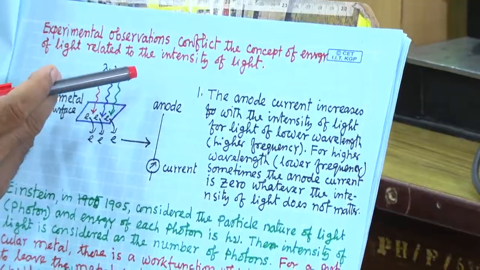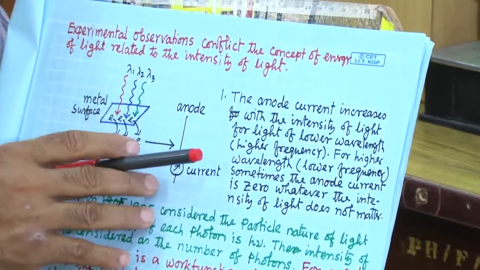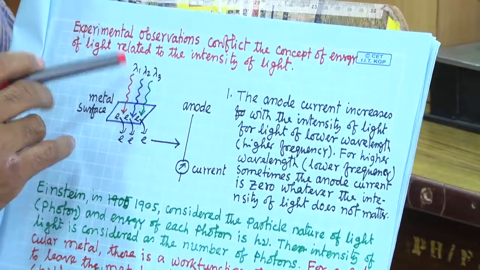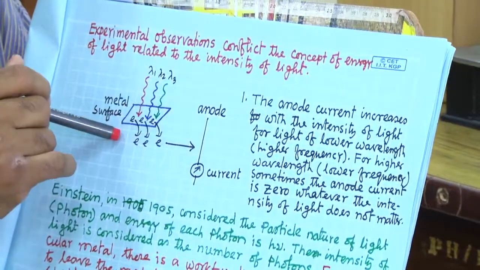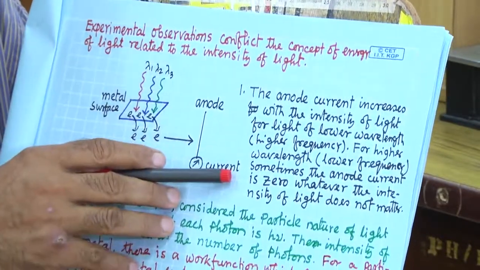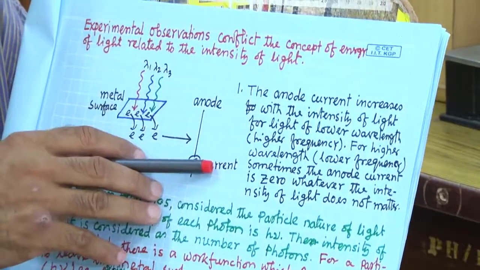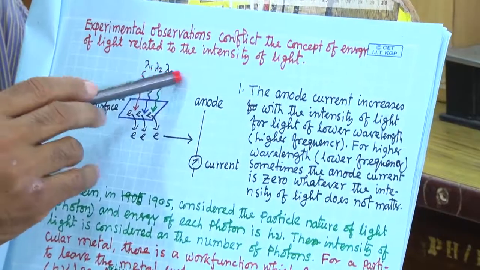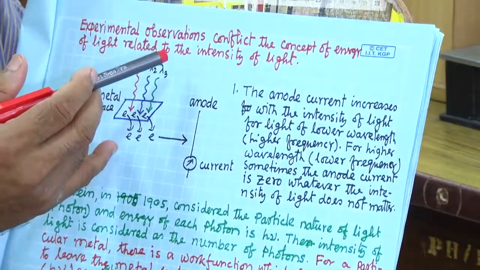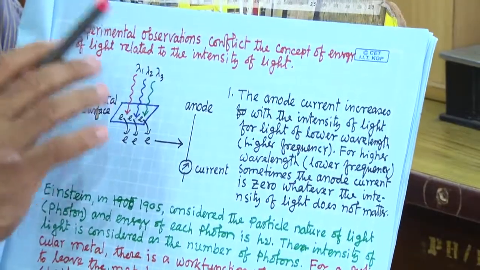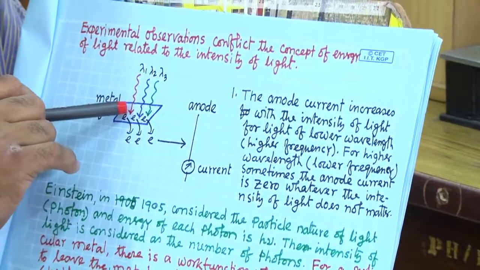So, if I take white light, I should get the same thing. If I take monochromatic light, say red color, I am doing an experiment, and then if I take blue color, I am doing the experiment. For the same intensity of light, that intensity I am talking about is the square of the amplitude of the light wave. So, that is the intensity of the light.